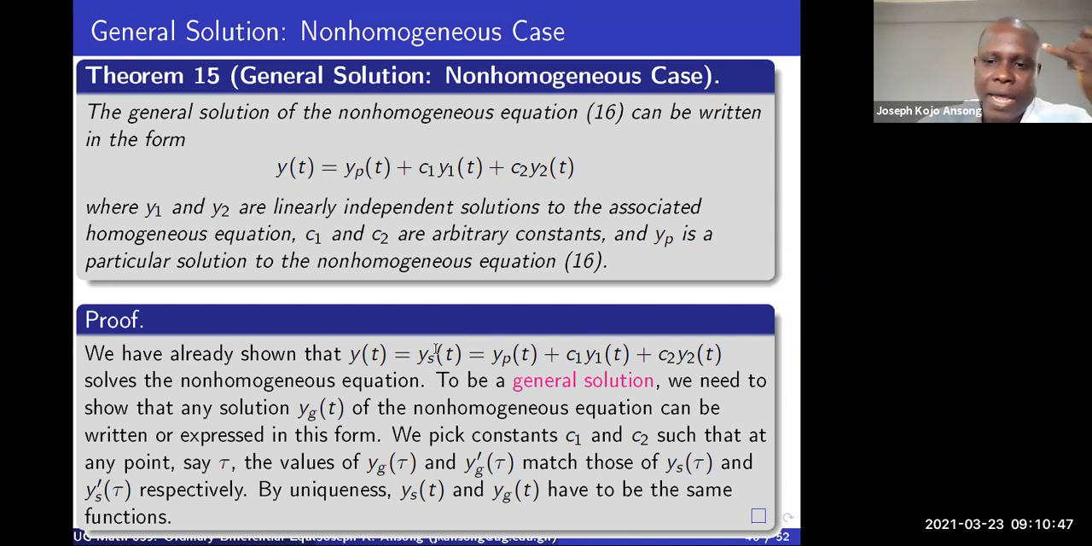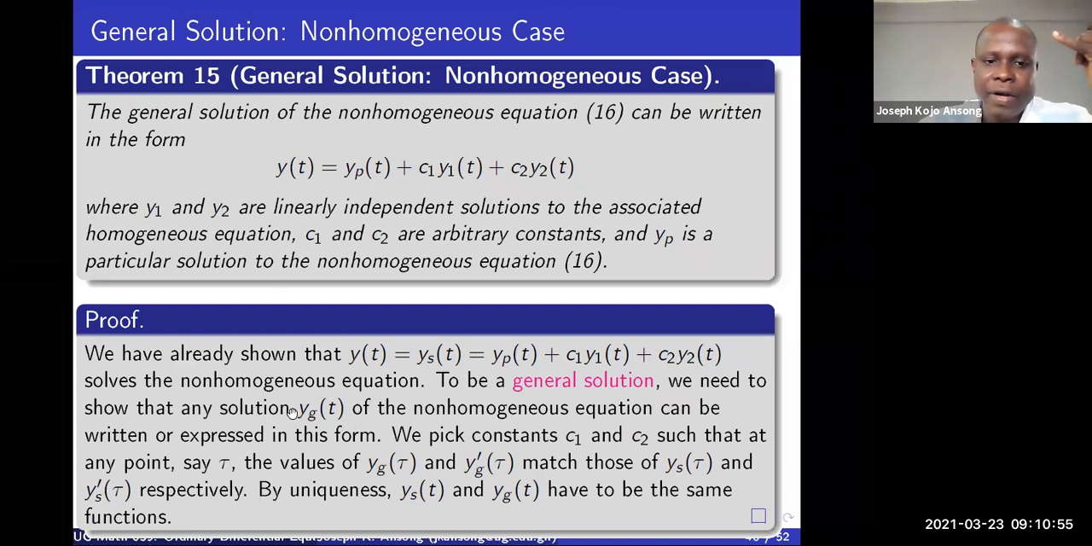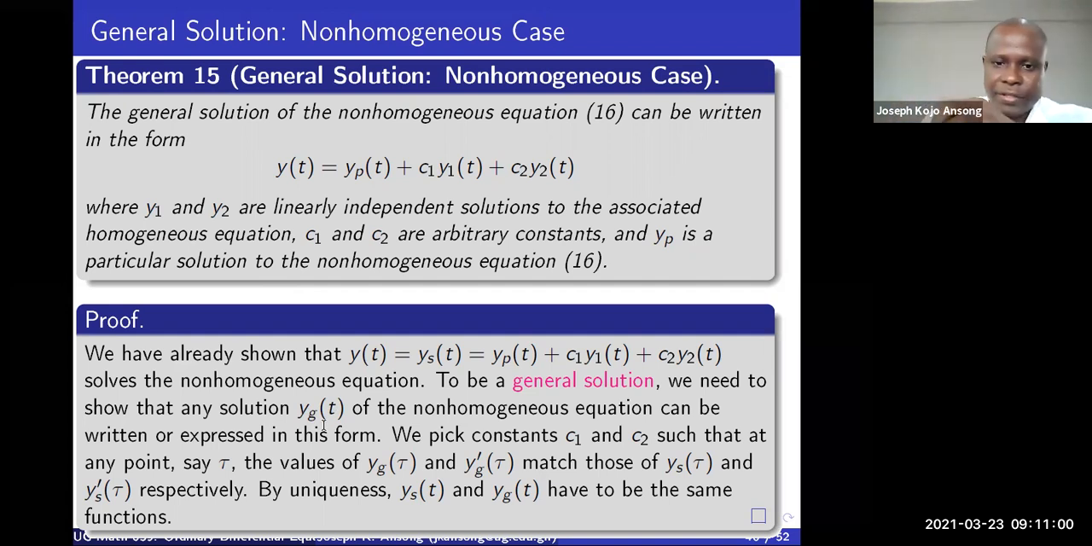What do we mean by a general solution? It means that if I have any other solution, call it YG, G for general, okay? If I have any solution YG, this solution YG can actually be expressed in this form here, the form given by YS. I just call all of this YS, okay? So given that this thing is a solution, we know this is a solution. The form of the solution is given by this. We want to show that if I have a solution YG, this YG can always be expressed in this form.